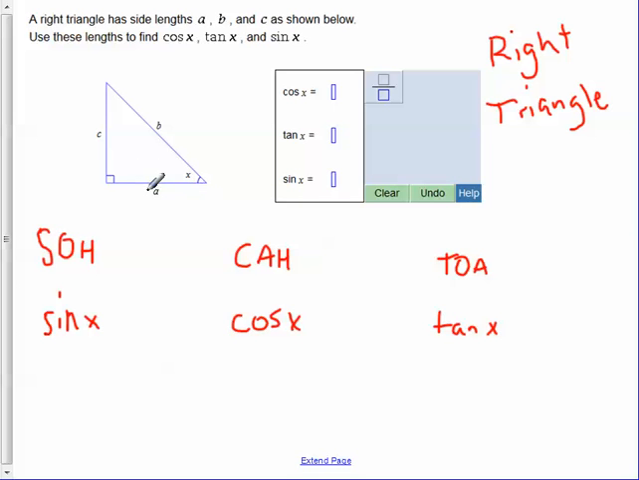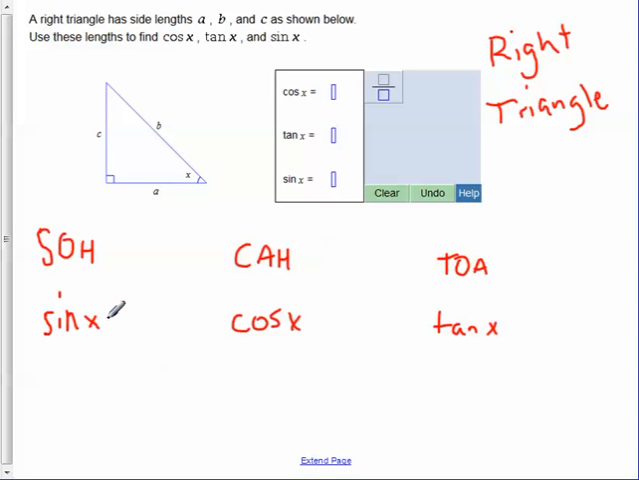The side that is not the slanted side, that is next to the angle, is called your adjacent side. So this side right here would be considered our adjacent side. And then we have this slanted side, and that slanted side is always called your hypotenuse. So we've got our opposite side, our adjacent side, and our hypotenuse.